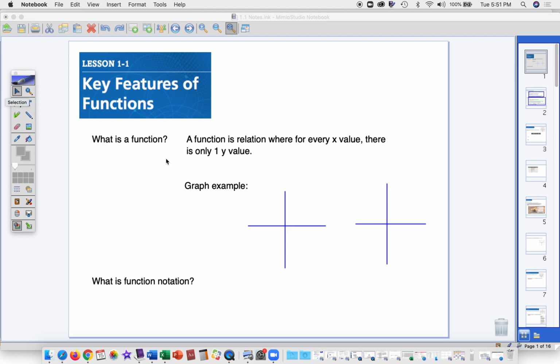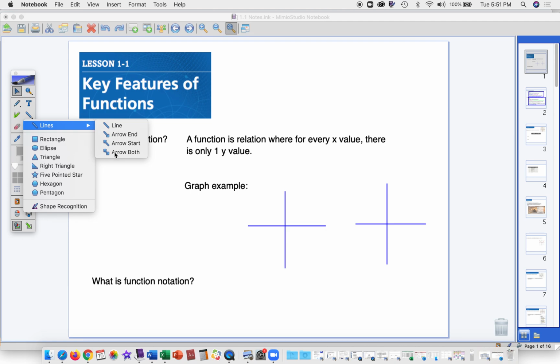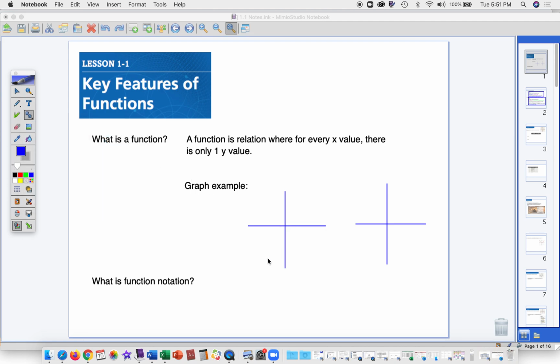Okay, so if we think about a graph, I give you the graph of a line. Okay, here's my line. This is the x-axis, and there are different x values all along this line, where for every x value it has a different y value. That makes this line a function.